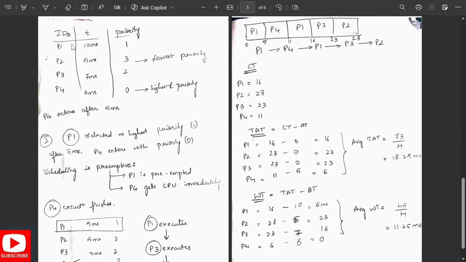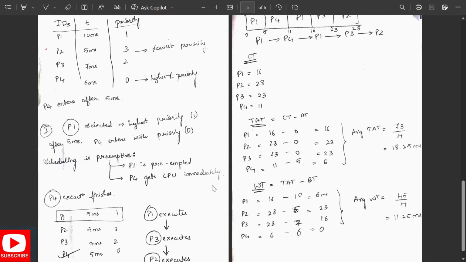Among these 3, the highest priority is 1, so we select it. After 5 milliseconds, P4 enters with priority 0. Since the highest priority has now entered, P1 is preempted. It is taken off, and P4, which has the highest priority, gets into the CPU immediately.